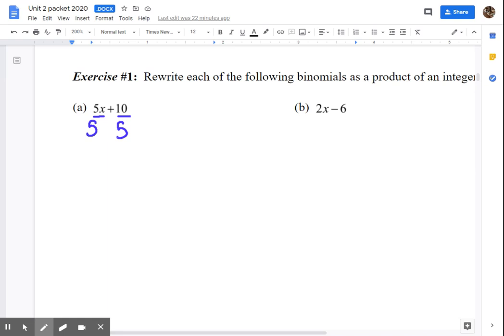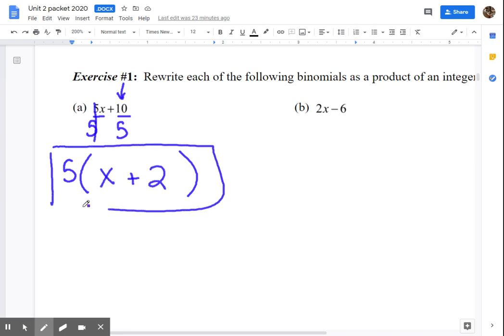Now, there is no x term in this second section. In the 10, there's no x, so you can't take an x out. So long story short, your GCF is 5. Now you have your parentheses and you have to put the leftovers inside. You can bring down your plus sign if you want. And we're doing little division problems. 5x divided by 5 leaves you an x. 10 divided by 5 leaves you a 2. And that's how you factor with the GCF.